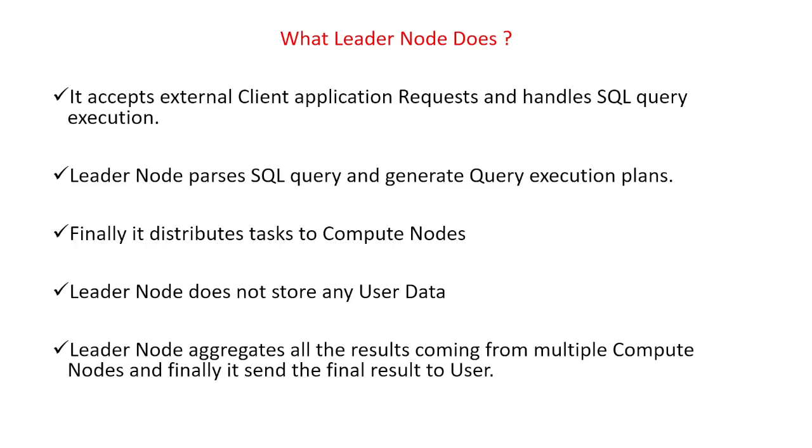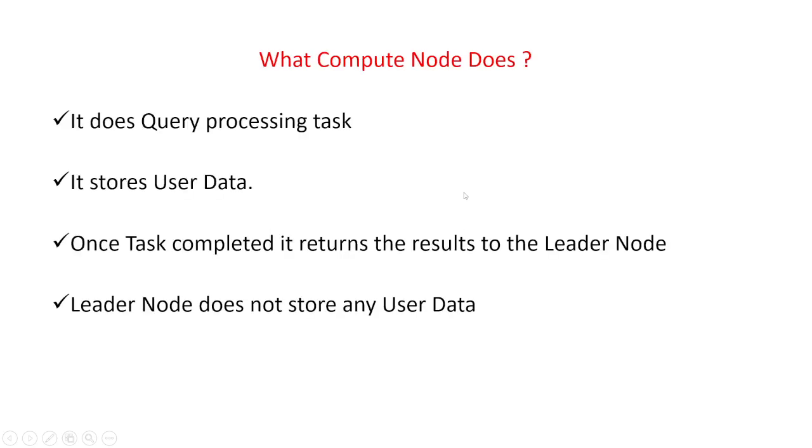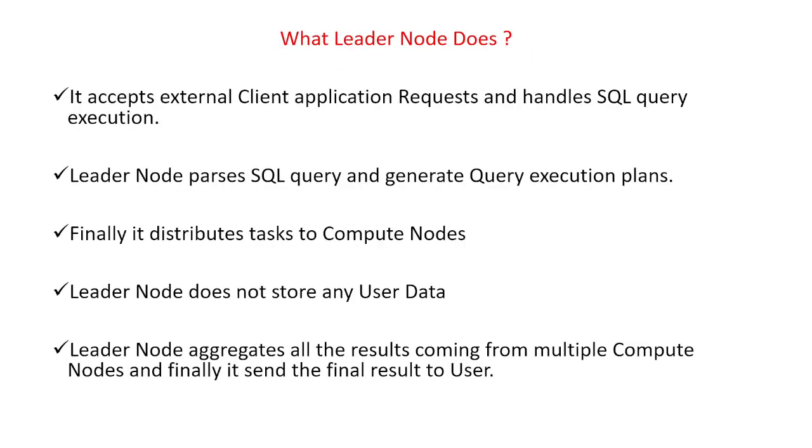Now, if I go to the next picture, what is the leader node? What does the leader node do? As I described in the previous picture, the leader node accepts the external client application request. If you go back to the screen, you can see this can be a JDBC or ODBC application, BI reports, or Data API, which needs data. It gives the request and it reaches the leader node. The leader node takes the client application request and handles the SQL query execution. For doing that, the leader node parses the SQL query and generates the query execution plan.